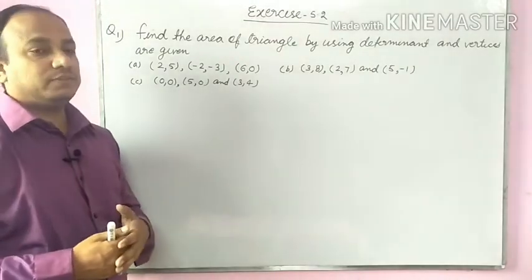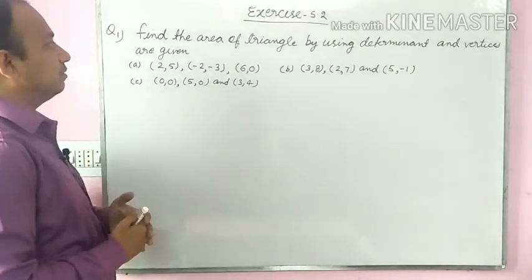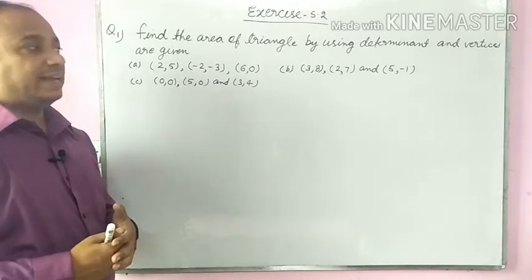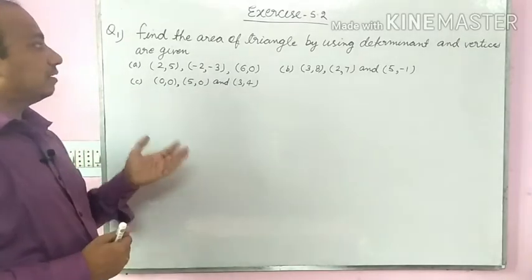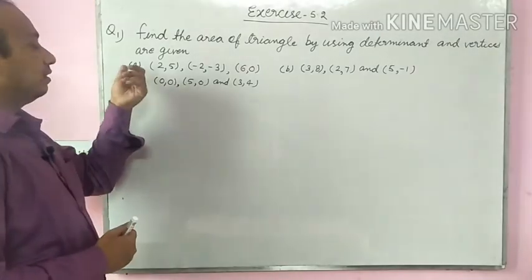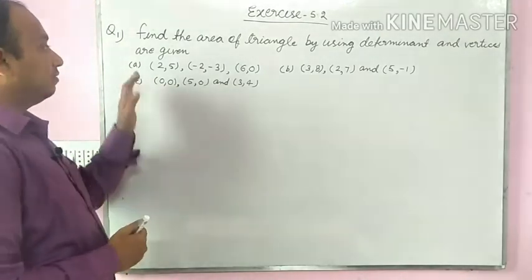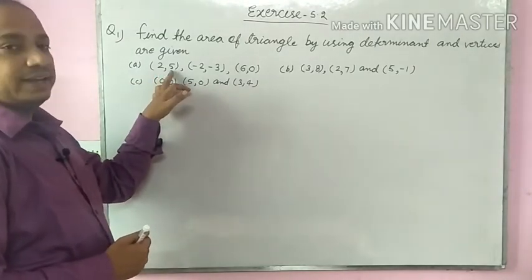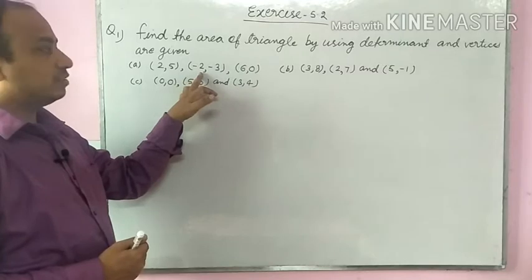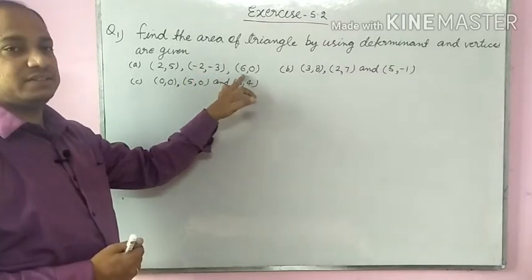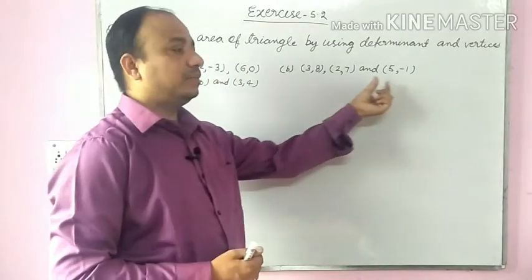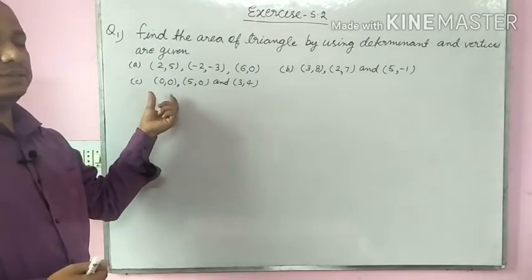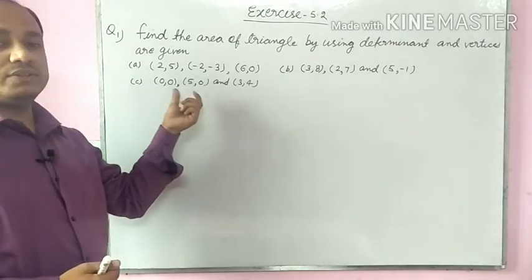So our first question of exercise 5.2 is question number 1, where we find the area of the triangle by using determinants, and the vertices of the triangles are given below. Okay, there are three parts in the first question. The first one: the coordinate of vertex A is 2 and 5, the coordinate of vertex B is -2 and -3, and the coordinate of vertex C is 6, 0. Similarly यहाँ भी हमें तीनों वर्टेक्स के कोऑर्डिनेट गिवन हैं, और इसके C पार्ट में भी हमें the coordinates of all three vertices are given.